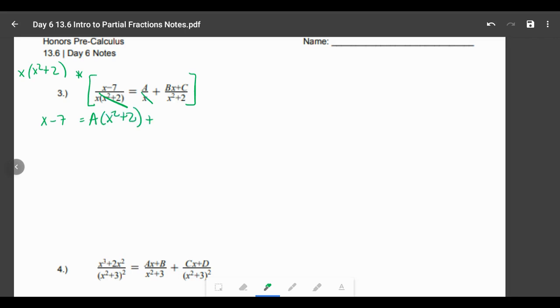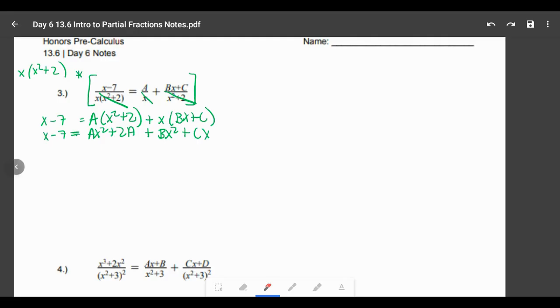And in the third fraction, the binomial cancels out, but we're left with x times bx plus c. All right, so let's distribute. We have ax squared plus 2a plus bx squared plus cx. And then we need to look at what's on both sides of the equation.